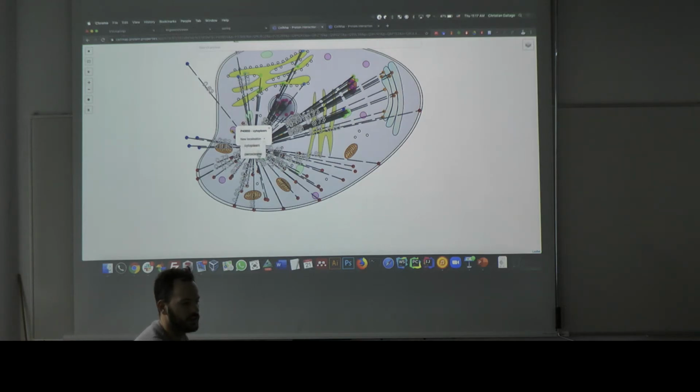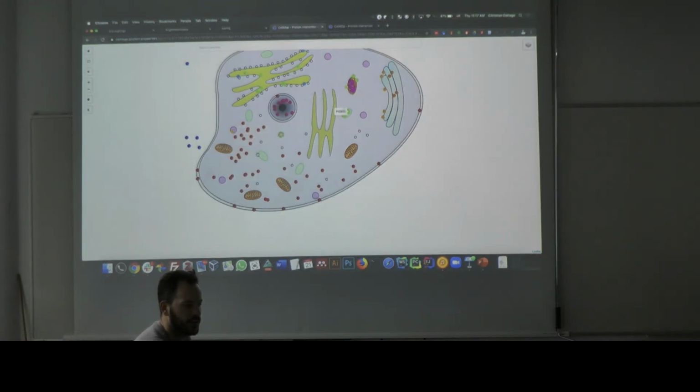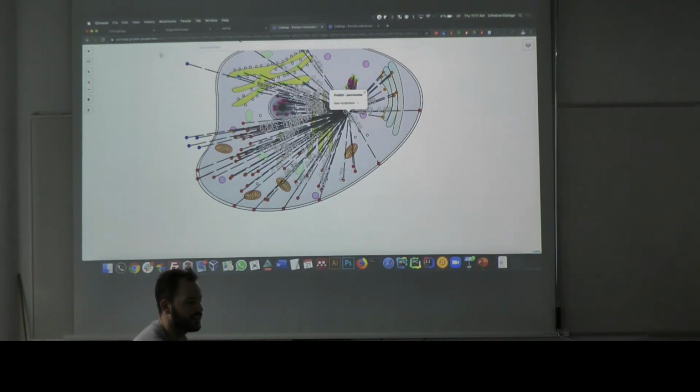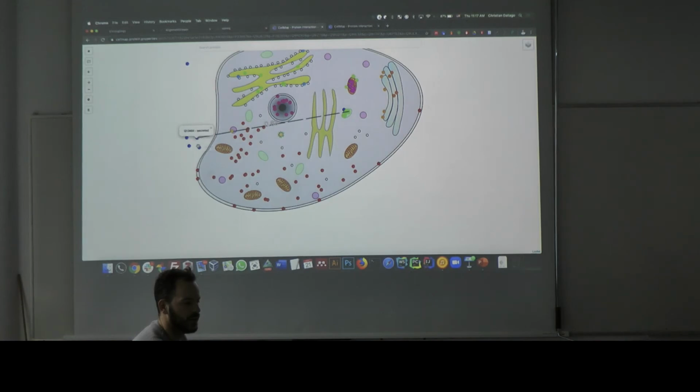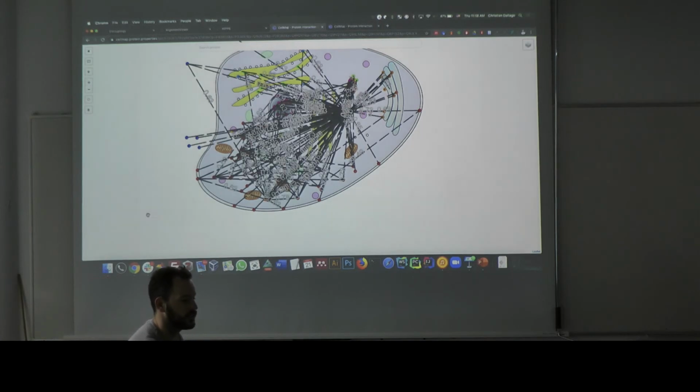It has multiple locations, so I can move it around. Now it's in the peroxisome. You can see that any random protein that I pick from somewhere here might have multiple interactions, so there might be cascade events in case of pathways, and I can also overlay a general all-to-all interaction network.